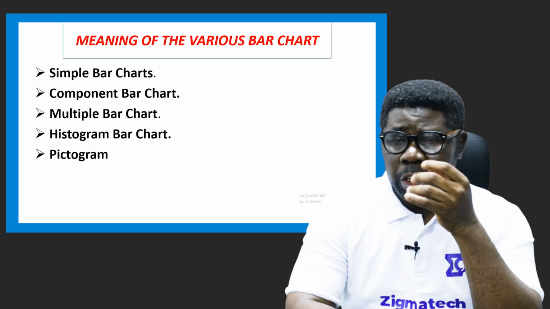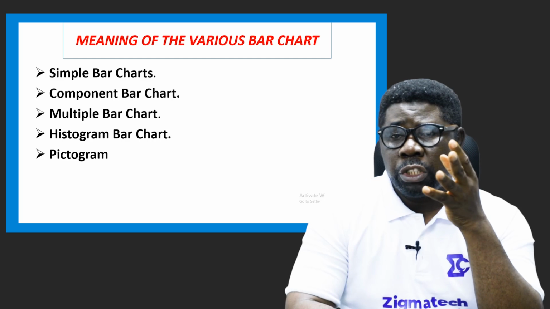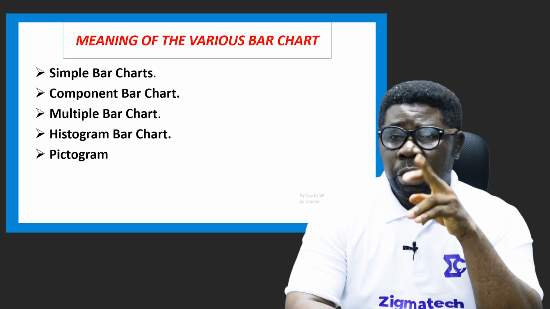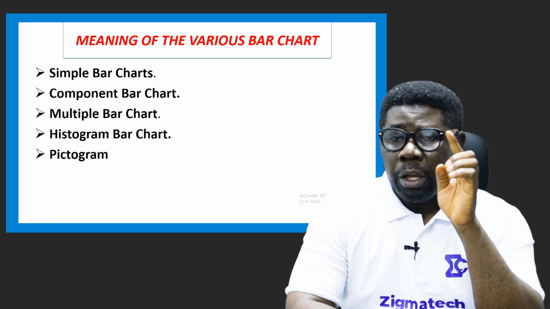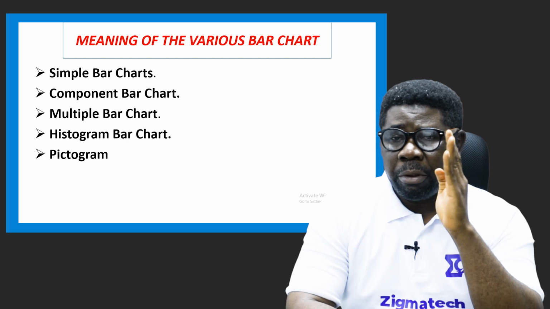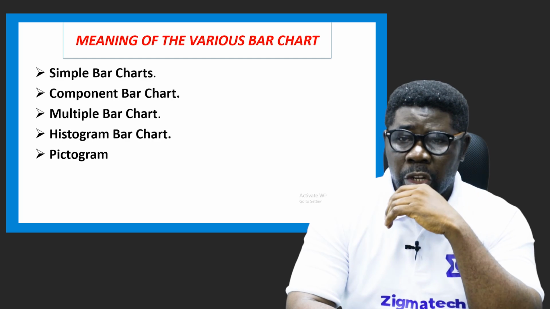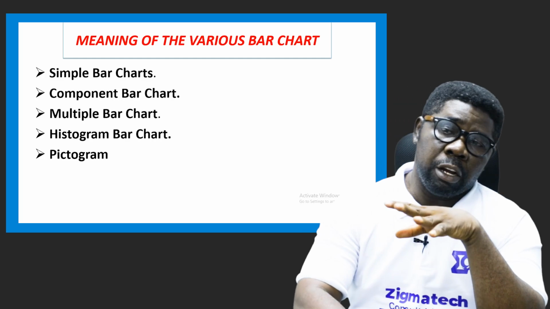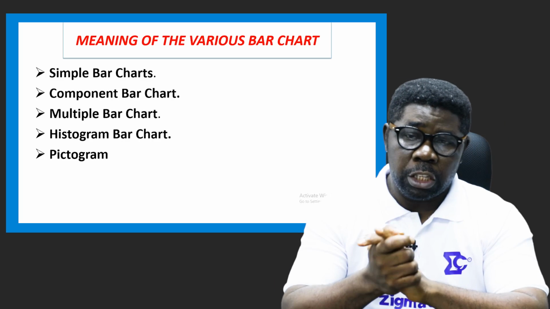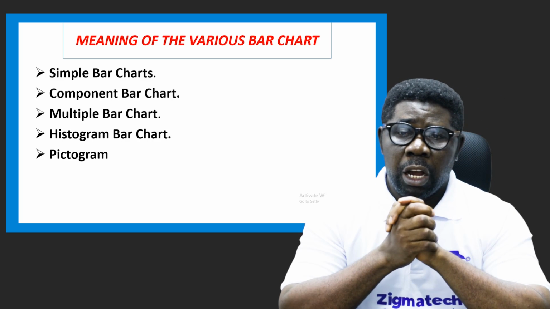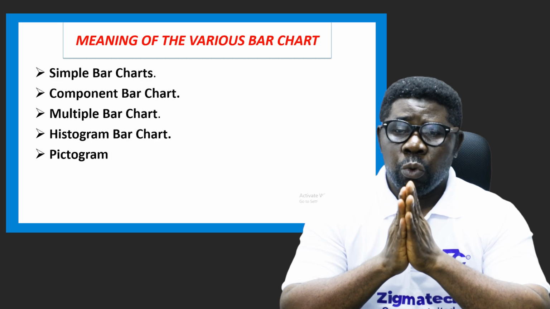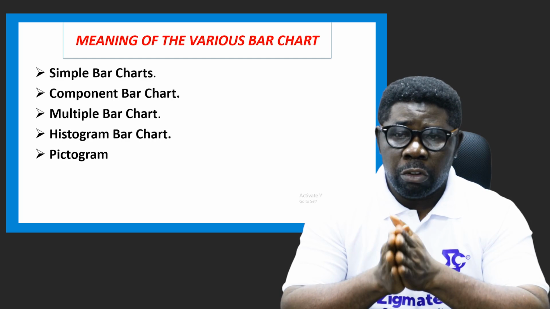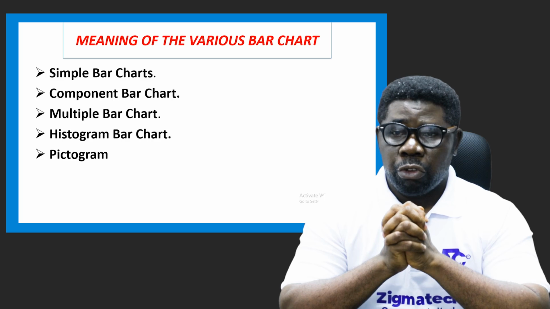Then the component bar chart. This is a bar chart which contains two or more variables in a single bar. In a bar, we have two or more pieces of information that represent a particular variable. So whenever you see such a bar, you know we're talking about a component bar chart. Multiple bar charts are the ones that have two or three bars for a particular variable, to explain that variable's content or information. That makes it a multiple bar chart.